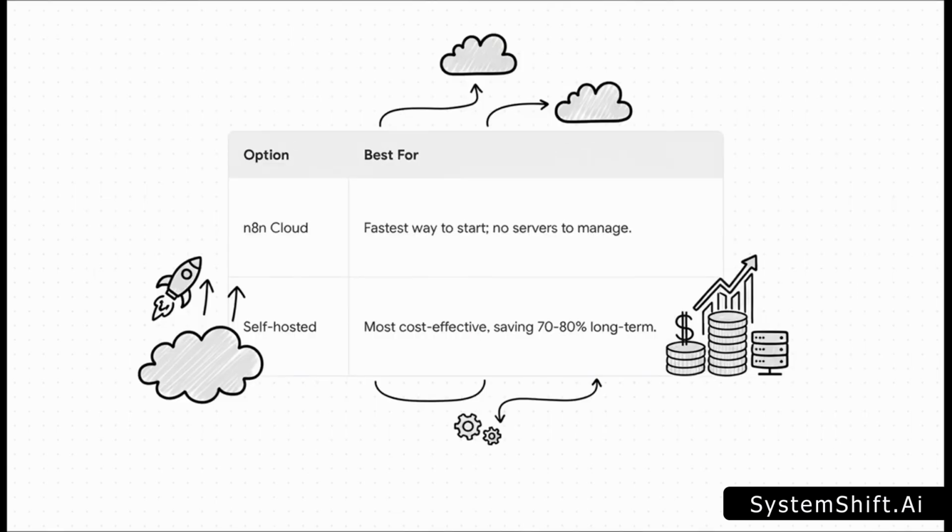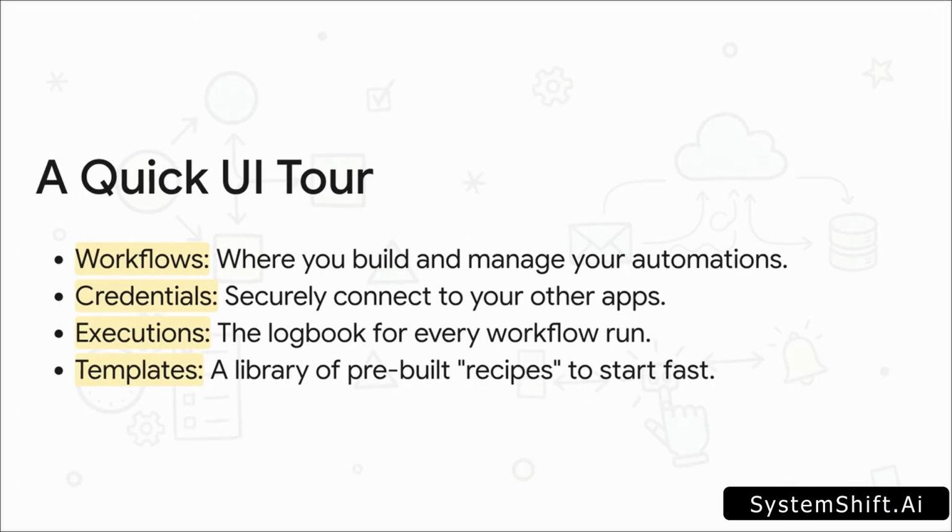And speaking of hosting, you've got two great ways to go. There's N8N Cloud, which is the easy button. It's the absolute fastest way to get started, no server stuff to worry about. Then, for the most bang for your buck long term, you can self-host it. This route can literally save you 70 to 80% once you've got a lot of automations running. It's incredible.